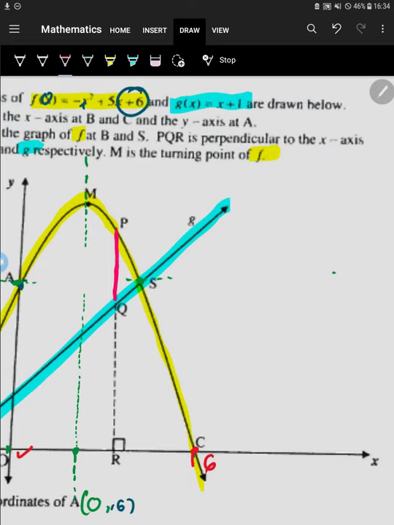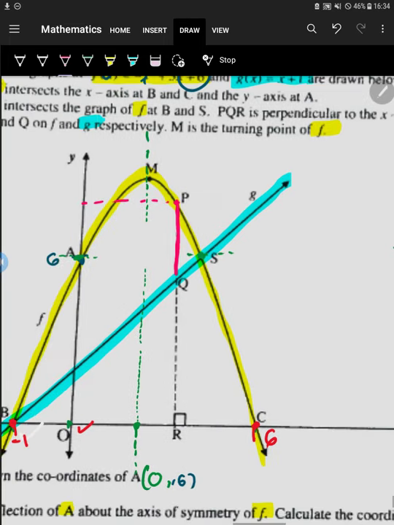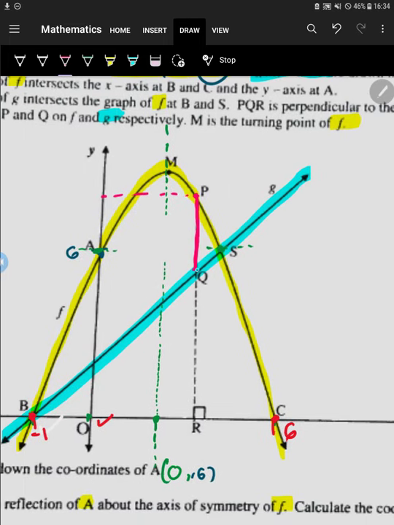So PQ is the distance between the y value of our parabola and the y value of our straight line, isn't it? Q is on our straight line, and PQ is the distance between the y value on the parabola at P and the y value of the straight line at Q, for the same value of x.